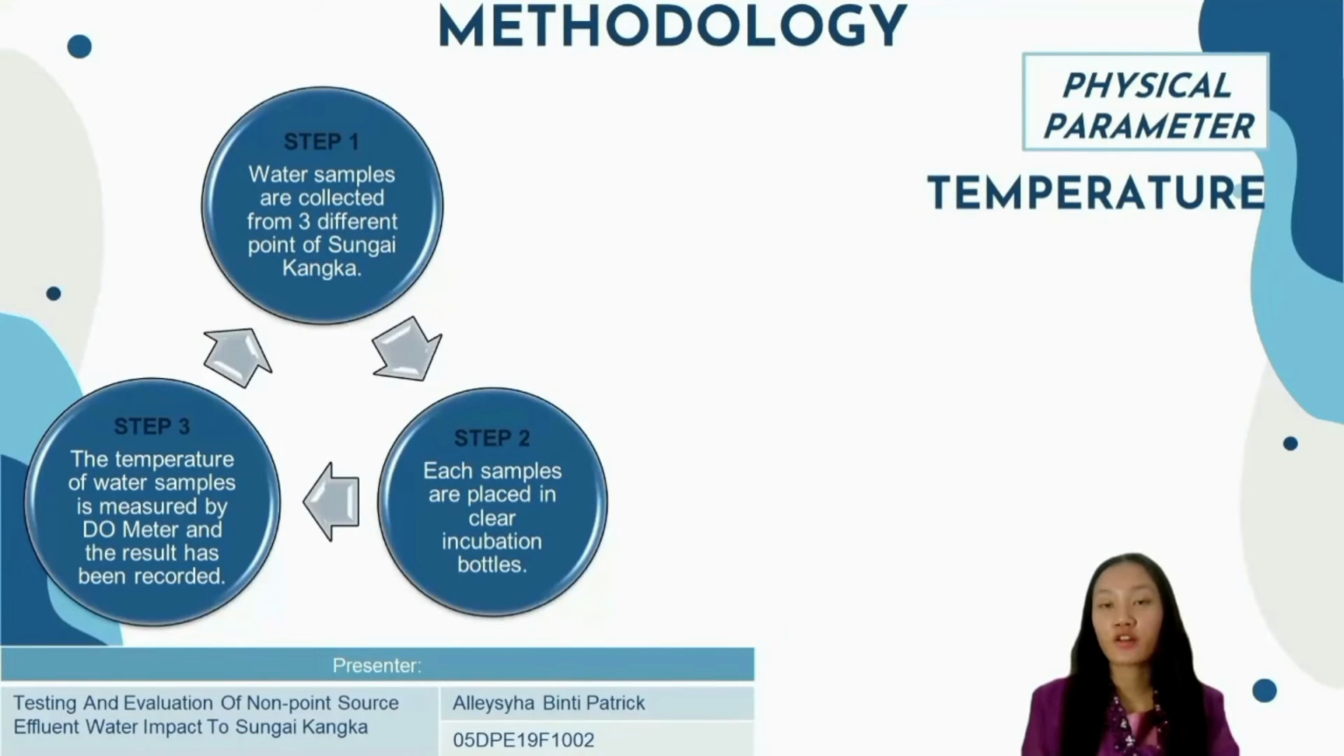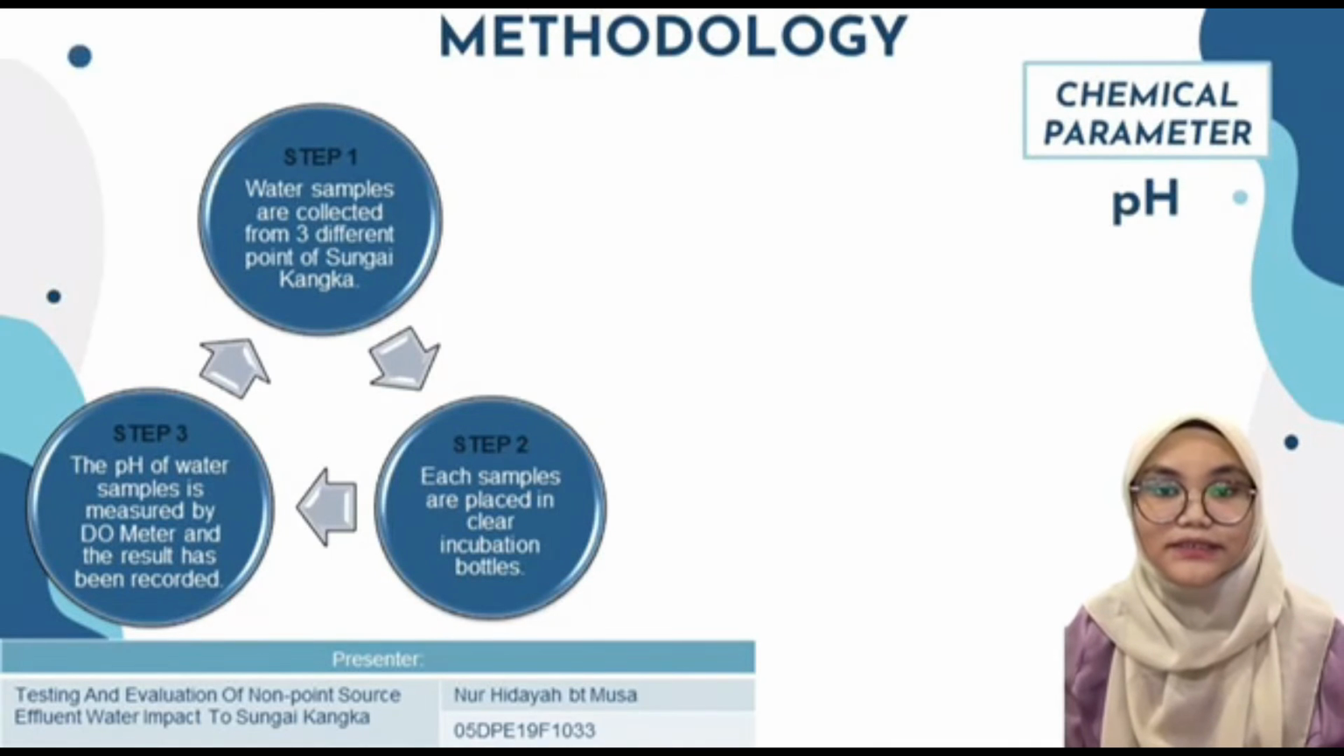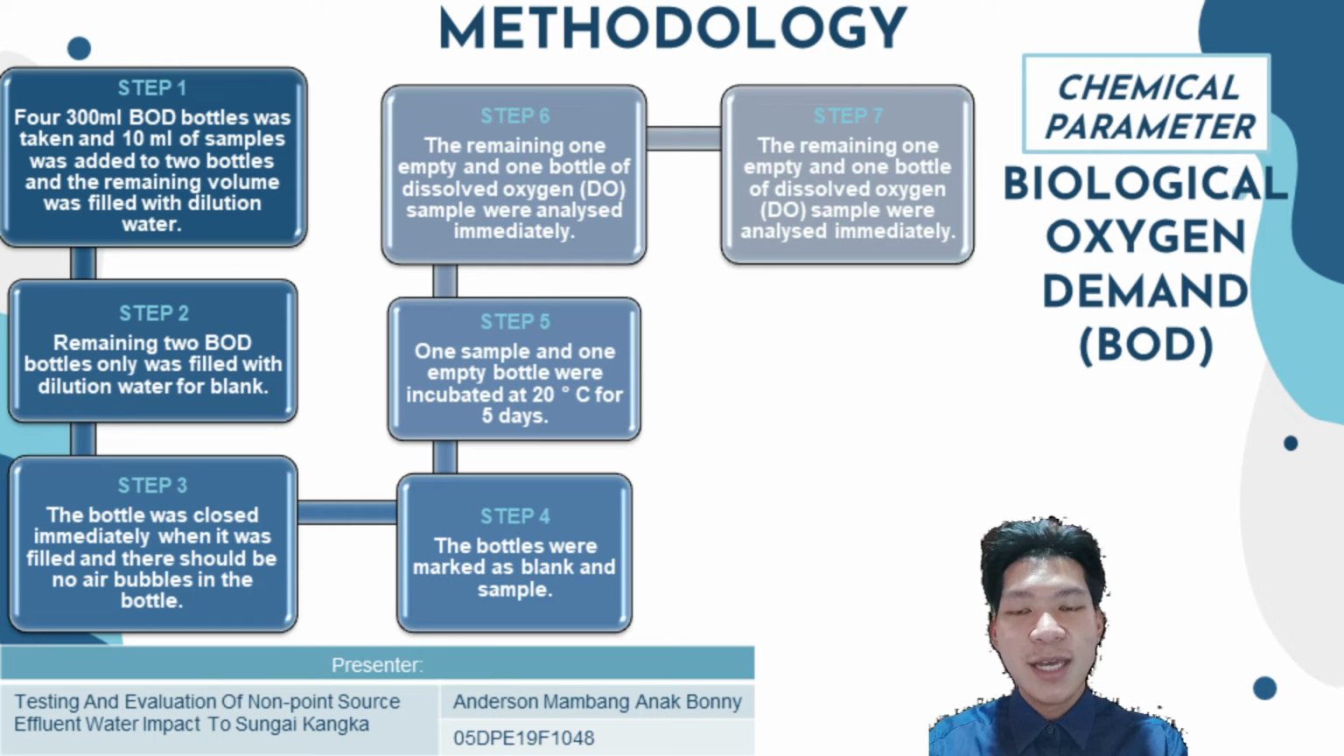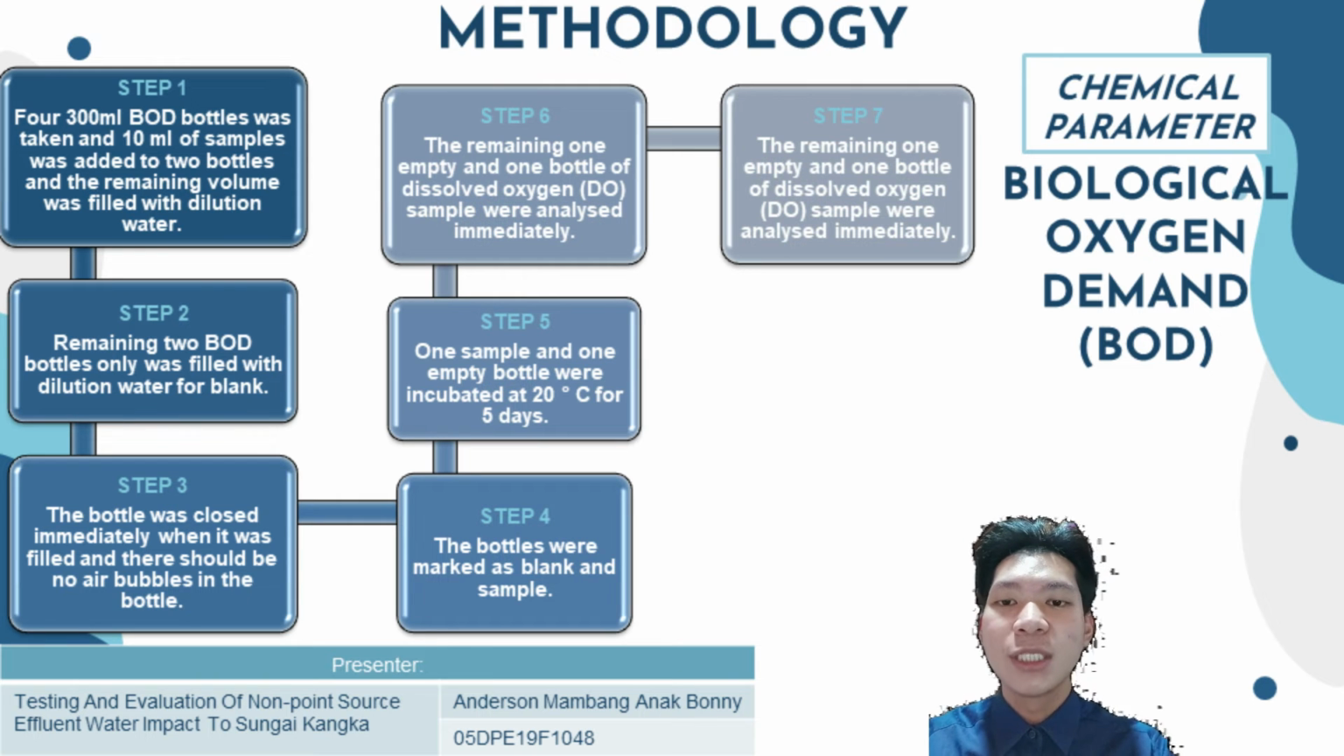Next, the temperature of water samples is monitored using a DO or dissolved oxygen meter in this experiment. This is the methodology for pH. Methodology for dissolved oxygen, DO, for chemical parameter. There are 8 steps. Next, there are 7 steps for biological oxygen demand.